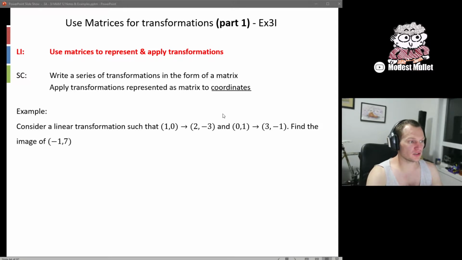So our learning intention is to use matrices to represent and apply transformations. And our success criteria is to write a series of transformations in the form of a matrix, and also then to be able to apply these transformations represented as a matrix to a set of coordinates. So at the moment, we're not applying them to functions, a full equation. We're just transforming sets of coordinates, and we're going to use matrices to do that. So let's get going.